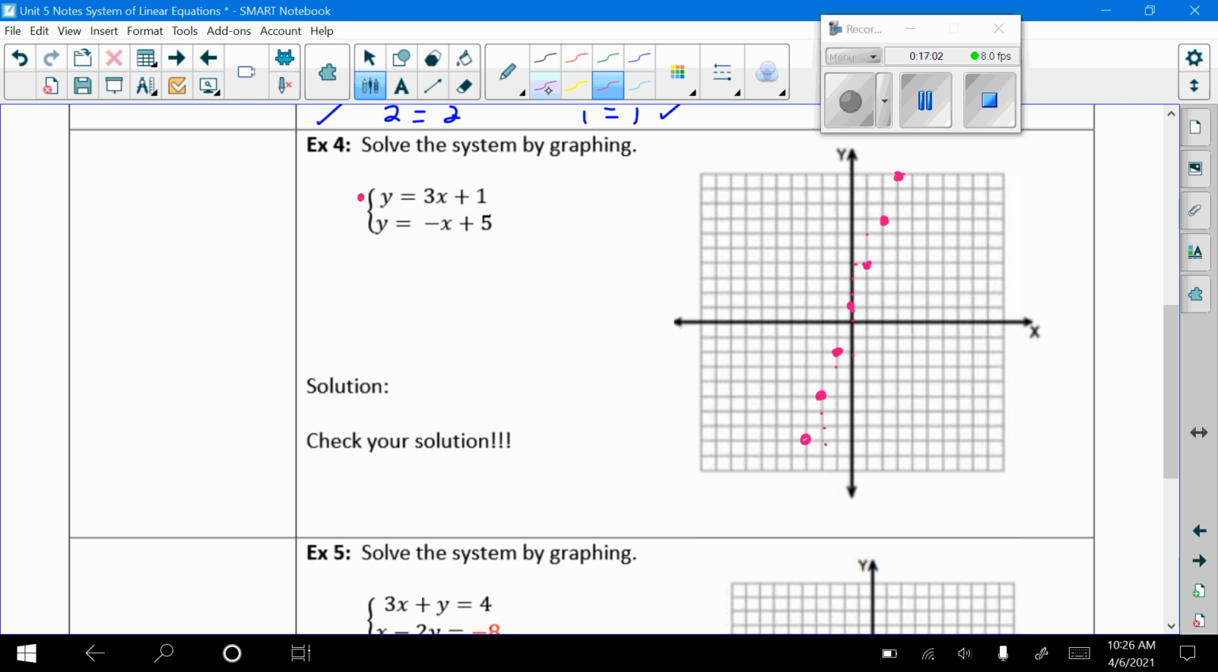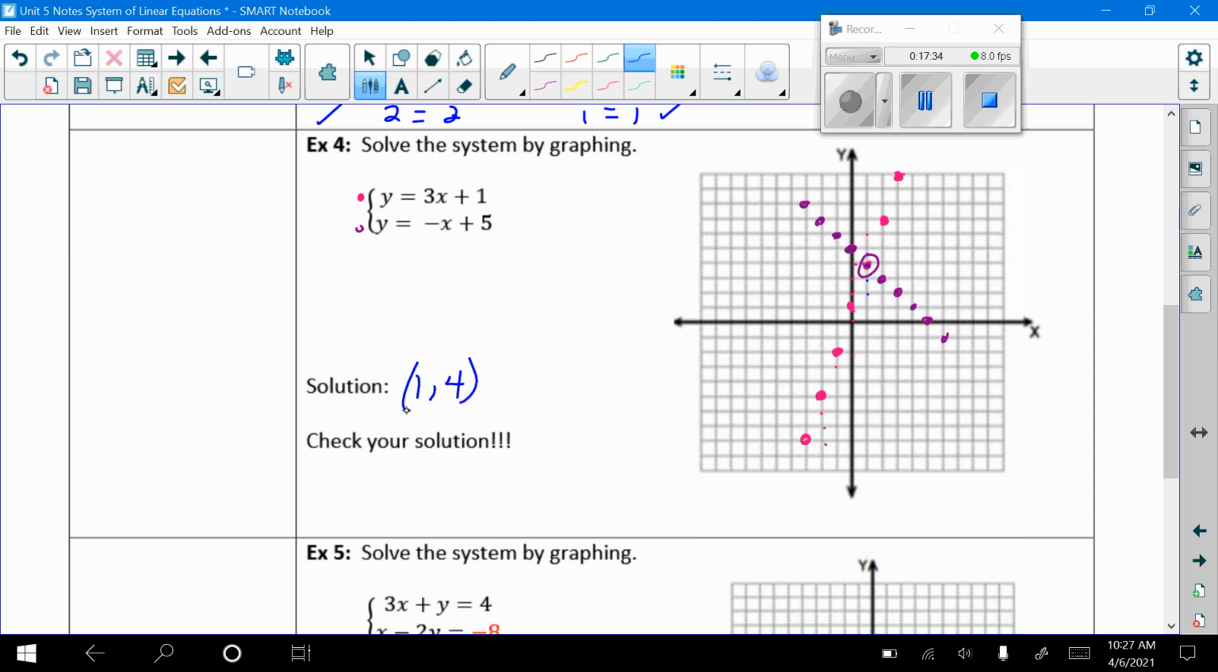I'm going to do the other one in purple. So it's going to be up 5, 1, 2, 3, 4, 5. And from that, I'm going to go down 1 over 1. Oops, I already overlapped. Down 1 over 1, down 1 over 1, down 1 over 1. And I go up and back. I already found my solution. My solution looks like 1, 4.